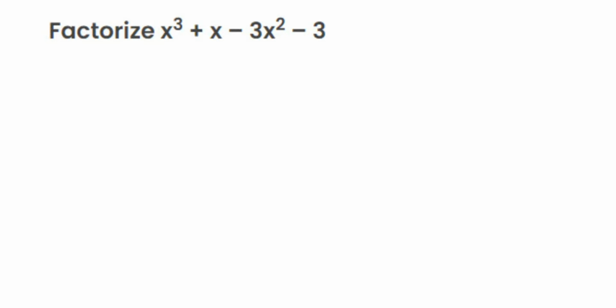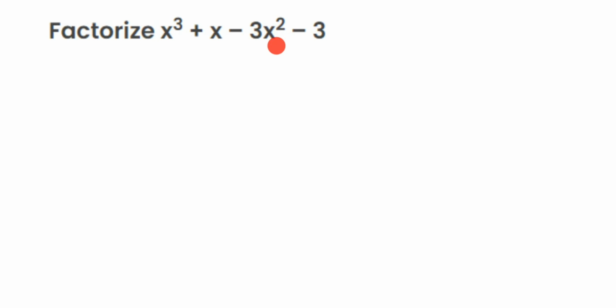Hey everyone, here we have a question from ninth class. It's a factorization. So the question is factorize x cube plus x minus 3x square minus 3. Now here we cannot use any identity directly because we have a cube and we cannot apply any identity. So how to solve this?